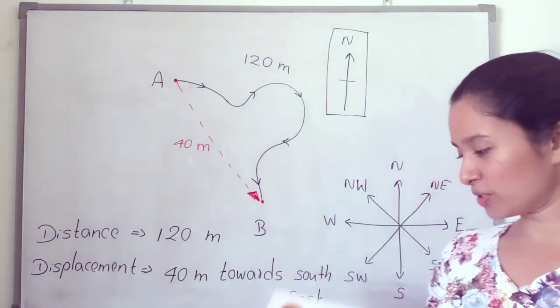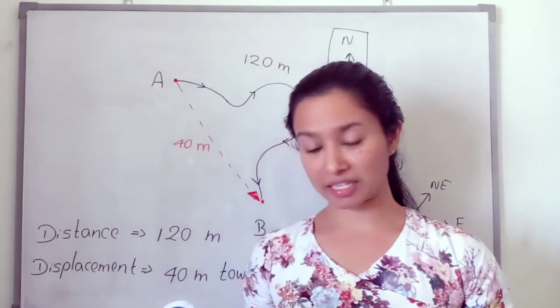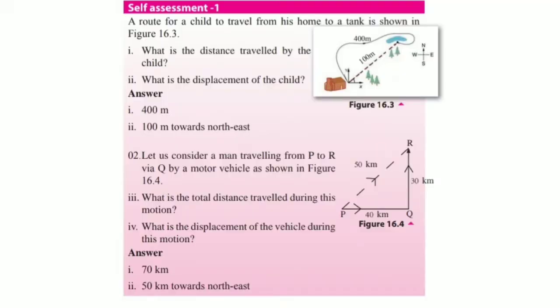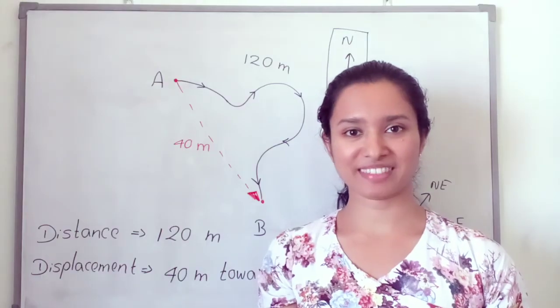Now you can do the self-assessment. There is a self-assessment you can do at home. It's easy. There are two questions. You have to find out the distance and displacement.